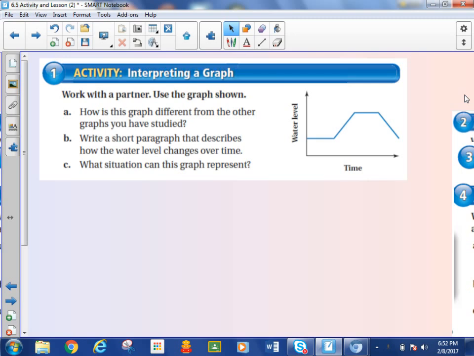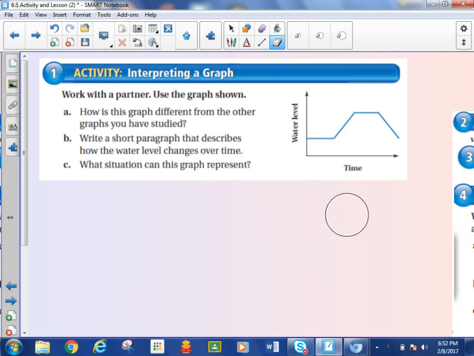How is the graph different from the other graphs that you have studied? So previous graphs that we've studied have always had either one or two just straight lines. In the most recent chapter that we worked with, we had where two of them intersected. Okay, so how is it different?